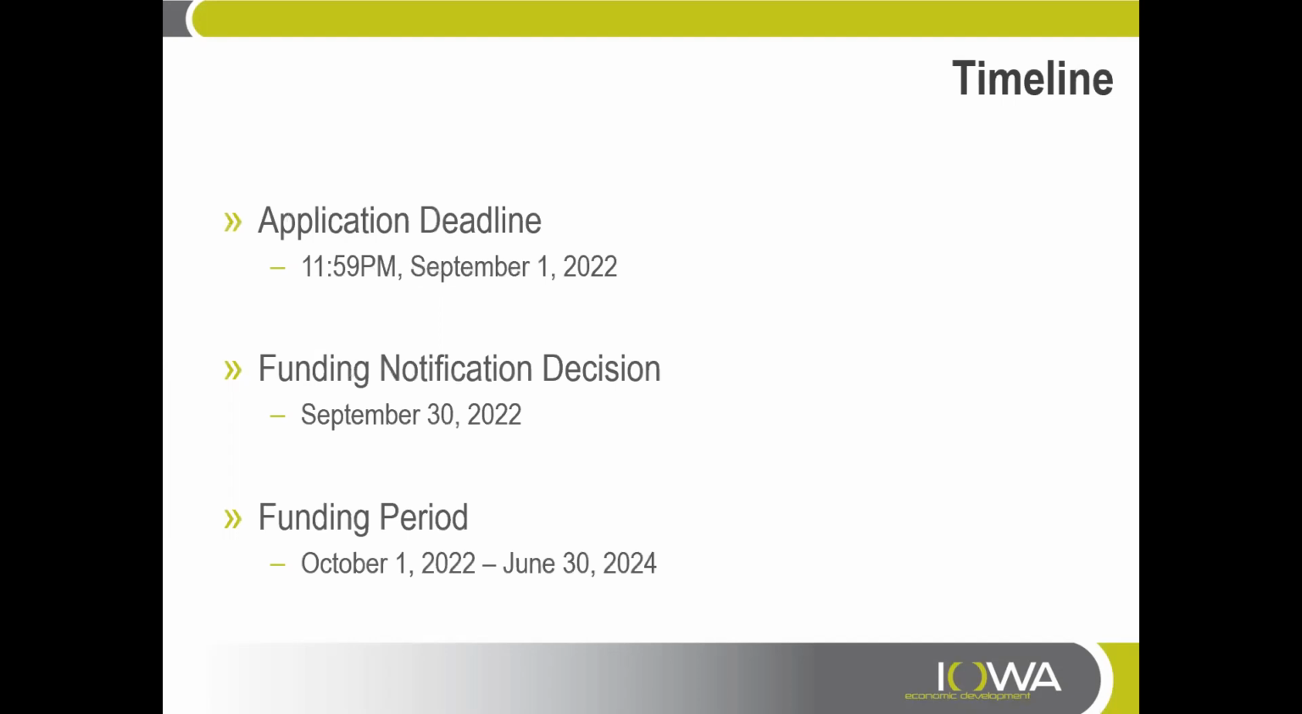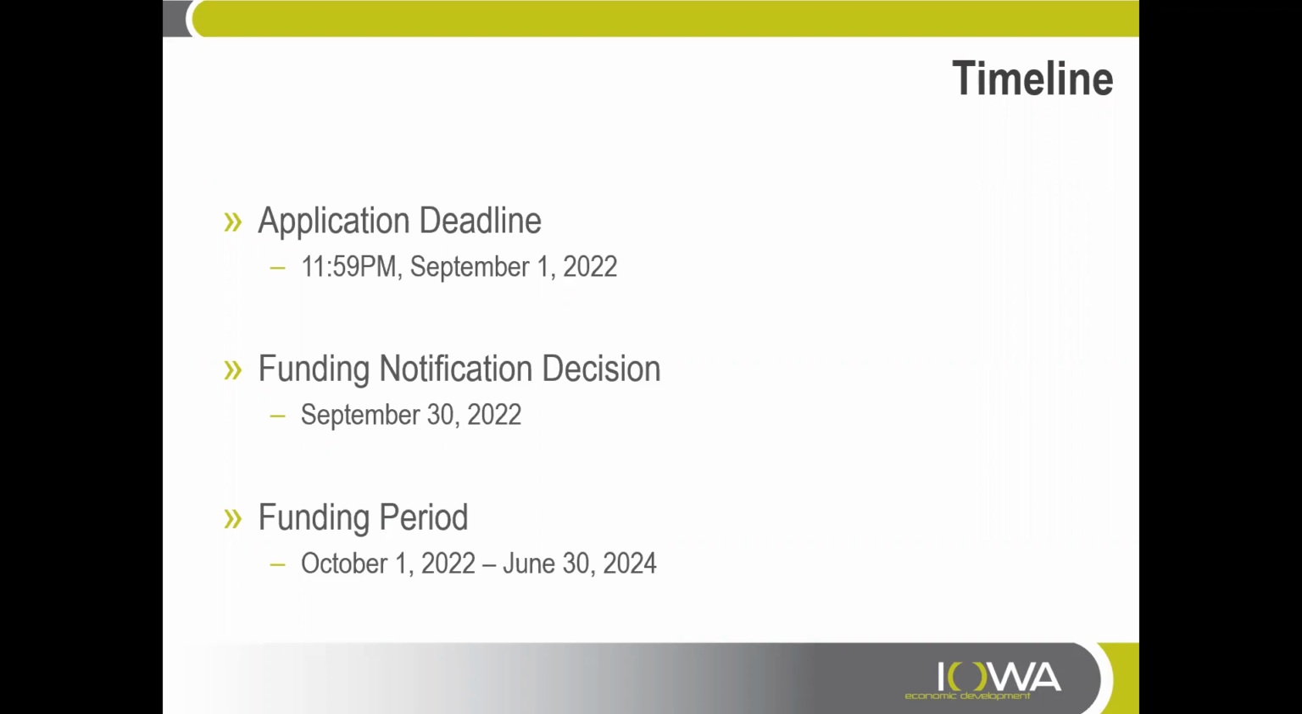So first, the application is currently open and available on iowagrants.gov. It closes at 11:59 p.m. on September 1st. The funding notification decisions will be emailed out on September 30th or before. During that month is when the review panel will be reviewing the applications and scoring them. And then the funding period starts on October 1st and runs through June 30th of 2024.